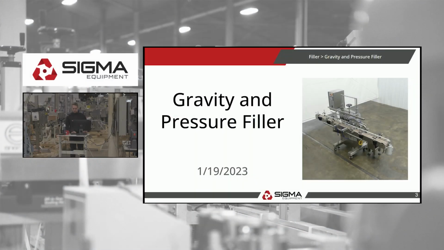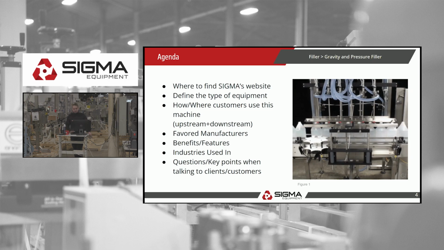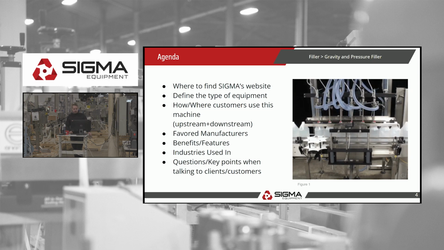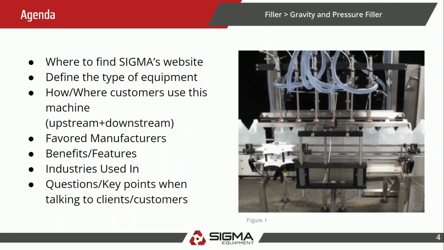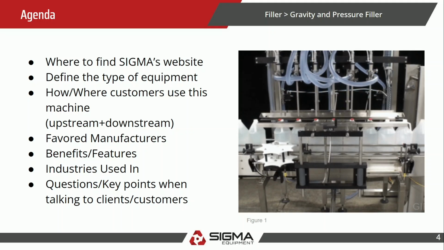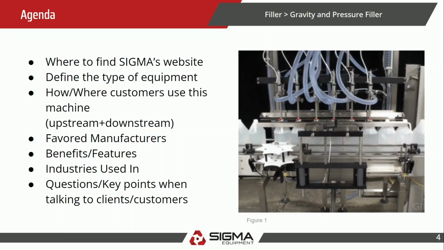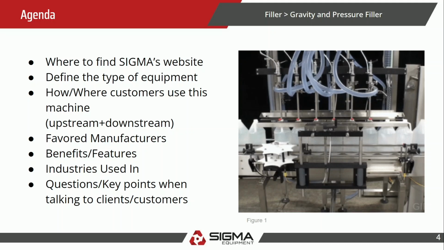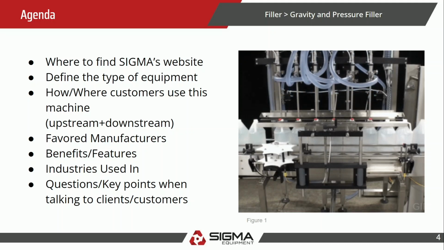And today we are talking about gravity and pressure fillers. So typical agenda here today, we'll talk a little bit about where to find these on Sigma's website. We'll define the type of equipment, talk a little bit about some benefits and features, talk about some favored manufacturers we like here at Sigma, how and where customers use this machine.